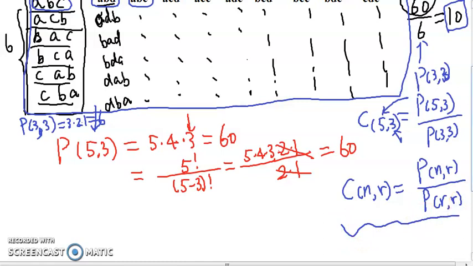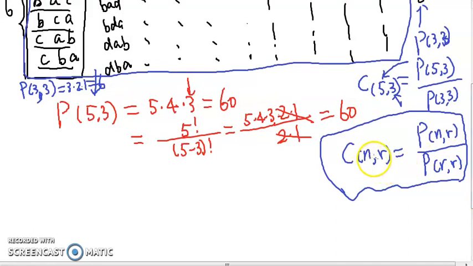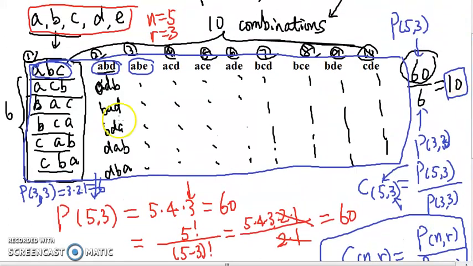And we can simplify this a little bit. First of all, looking at this formula, why do we have this? Remember, in permutation order matters. Changing the order will give you a different permutation. But in combination, order doesn't matter. Changing the order will give you the same combination. To get a different combination, you have to change one of the letters. At least one of them is different.